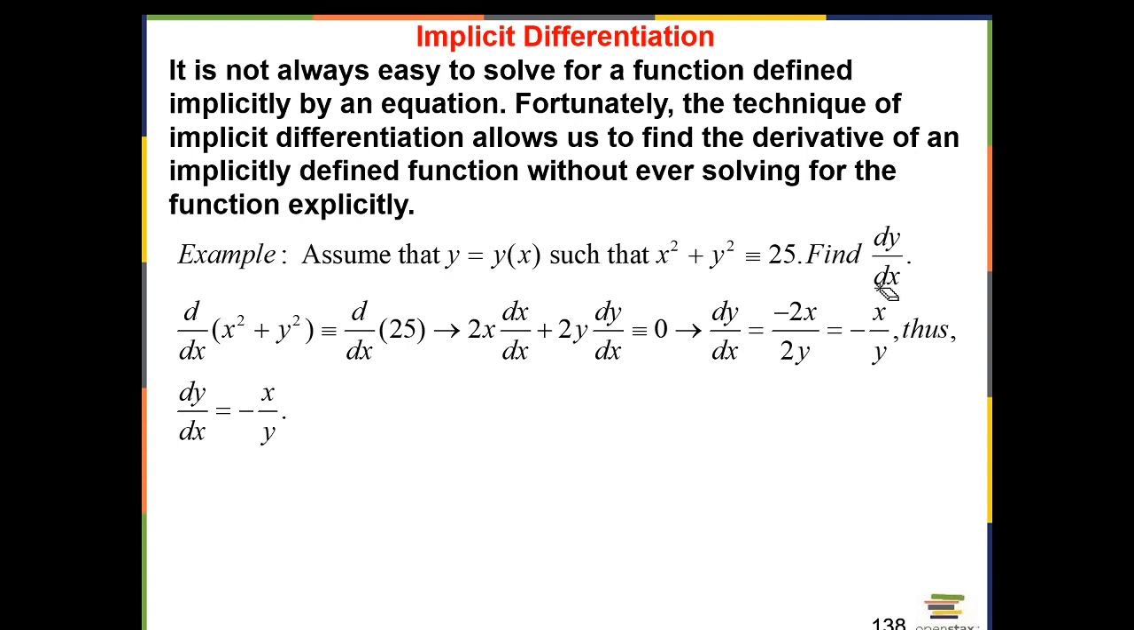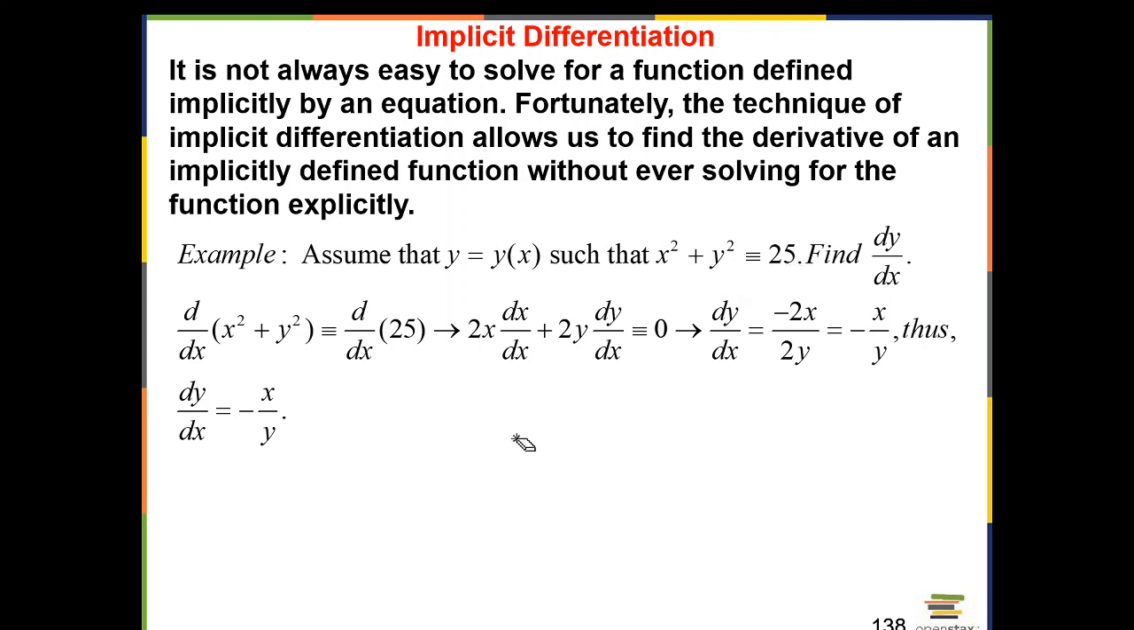We could take the derivative with respect to some other variable, but for now, the derivative is with respect to x. That's why this notation is better than just writing f prime, right? Because it tells you exactly what the variable of differentiation is. Okay, so let's do that. So we want to take the derivative of this side and set it equal to the derivative of this side, right?